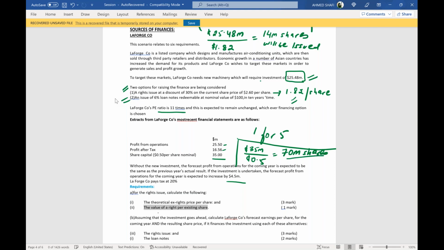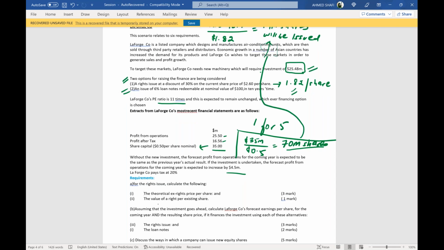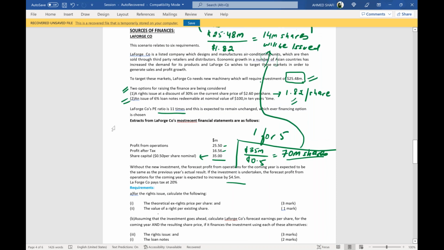The company currently has 70 million shares. If share capital is 35 million and par value is 0.5, that means the company has 70 million shares, and it is planning to issue 14 million new shares. From here I get 1 for 5. Like if a company had 40 million shares and planned to issue 10 million shares, that makes 1 for 4. So 70 million shares and 14 million new shares is 1 for 5.